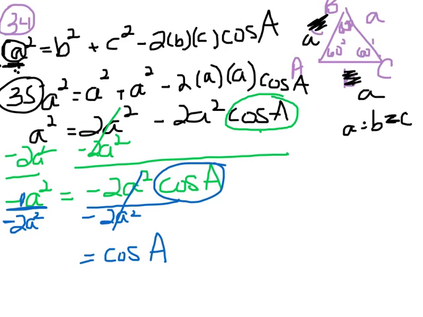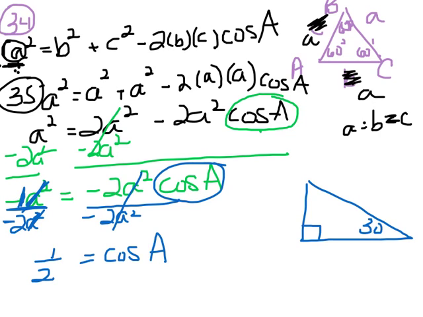Because I can put an invisible 1 in front of that a squared. A negative over a negative is a positive. The a squareds would cancel out, and I'd end up with 1/2. Now, the cosine of what angle is 1/2? We have to go back to our 30, 60, 90s, just like we did on the quiz today.